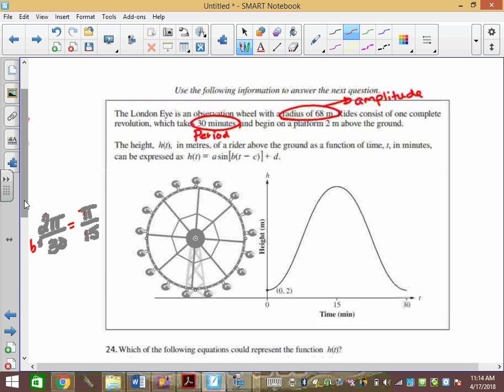Okay, there's a platform of 2, and I know the amplitude is how much? 68. I also know the radius is 68. I know that this height here is the same as my what? Midline. We agree?